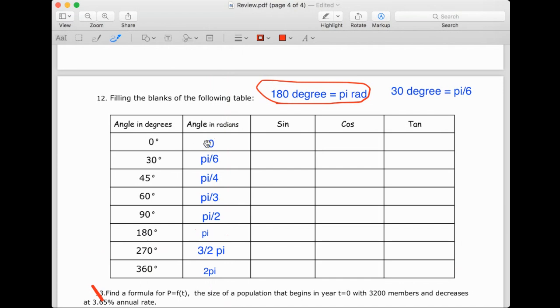So 0 degree equals 0 radian. 30 degree equals pi over 6 radian. 45 degree equals pi over 4 radian. 60 degree equals pi over 3 radian. 90 degree equals pi over 2 radian. 180 degree equals pi radian. 270 degree equals 3 over 2 pi, or 3 pi over 2 radian. 360 degree equals 2 pi.